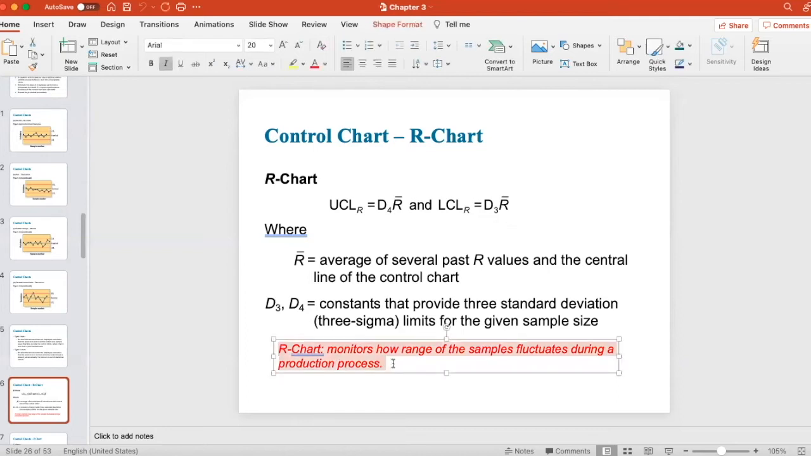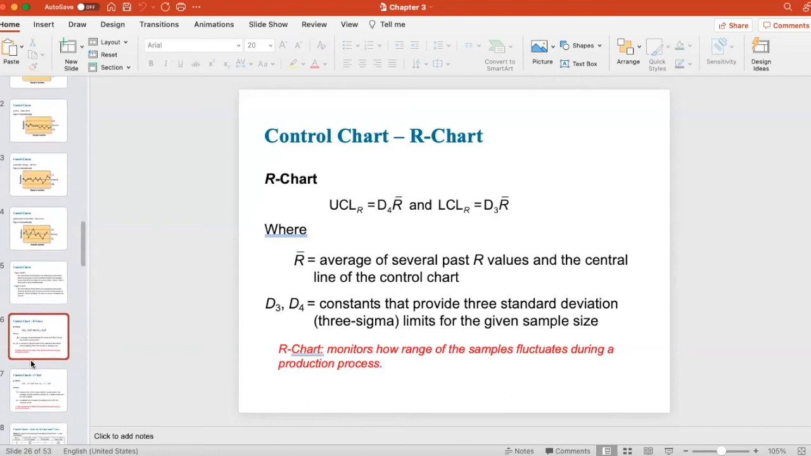Actually, I already emphasized in red within the corresponding slides. R chart, what does R mean? R means range. R chart basically is monitoring how the range of the samples fluctuate during a production process. So the sample characteristic that R chart is measuring is basically the range of the sample. We will use a specific example to illustrate how R chart is measuring how the range of the samples fluctuate during a production process.